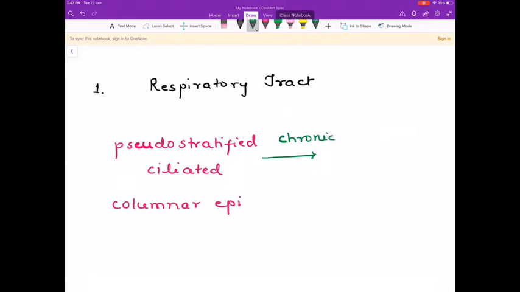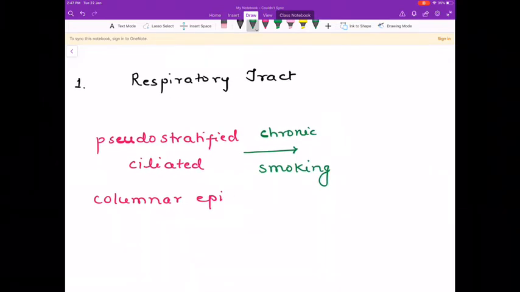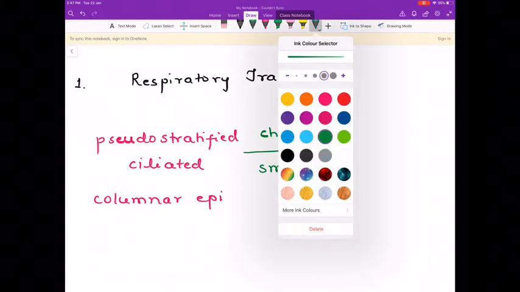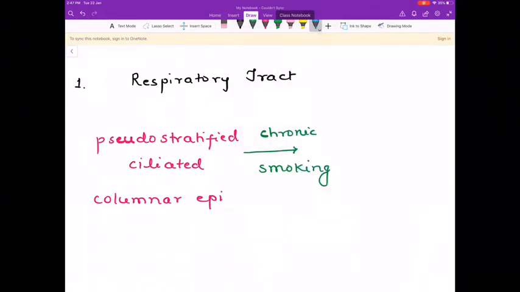So, this is the normal lining, but when the patient is exposed to chronic stress in the form of chronic smoking, which is the most common cause here, this delicate epithelium, pseudostratified ciliated columnar epithelium, is a very delicate epithelium. It will be changed into another mature cell type, which is stratified squamous epithelium. It's not columnar, it is squamous epithelium.